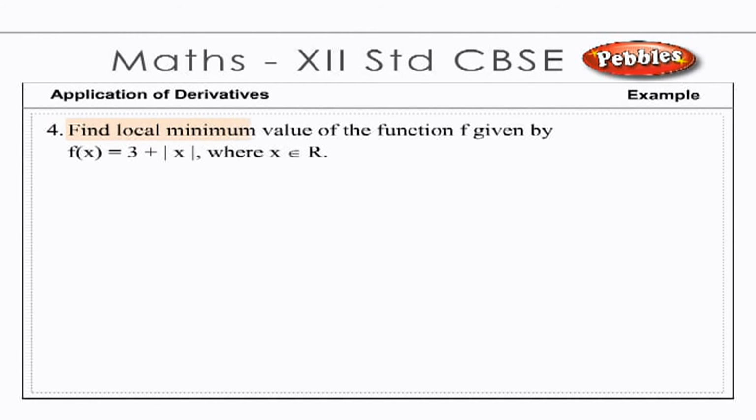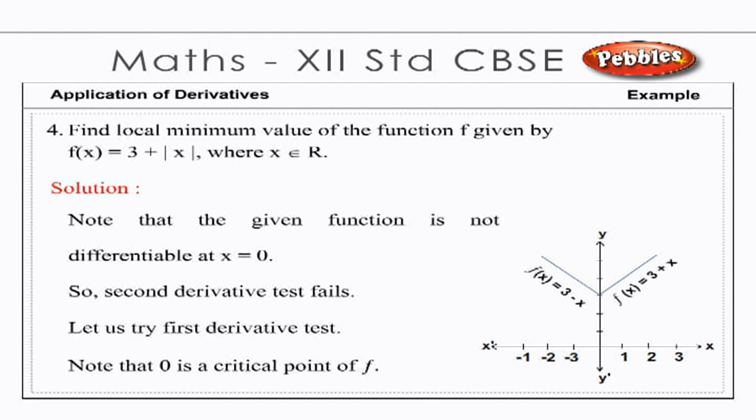Find local minimum value of the function f given by f of x is equal to 3 plus modulus of x, where x belongs to R. Solution. Note that the given function is not differentiable at x is equal to 0. So, second derivative test fails. Let us try first derivative test. Note that 0 is a critical point of f.